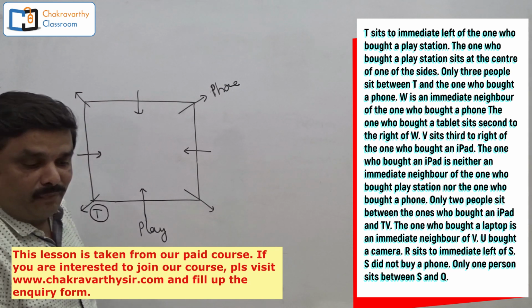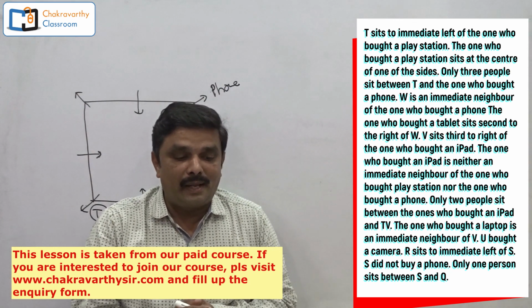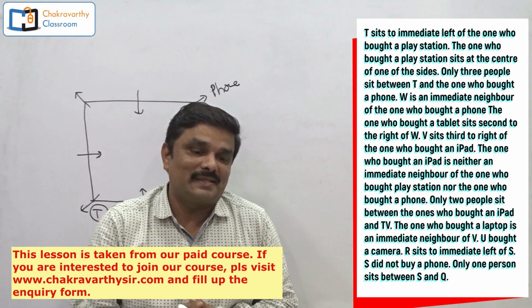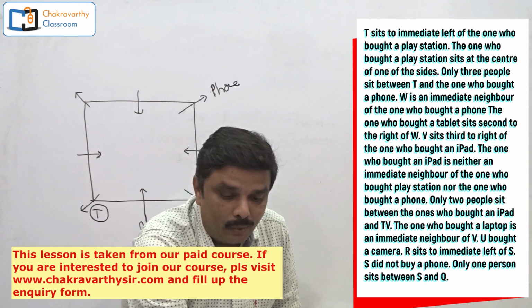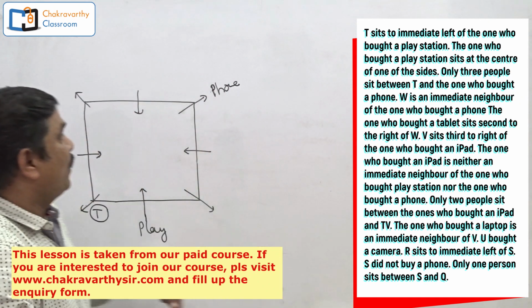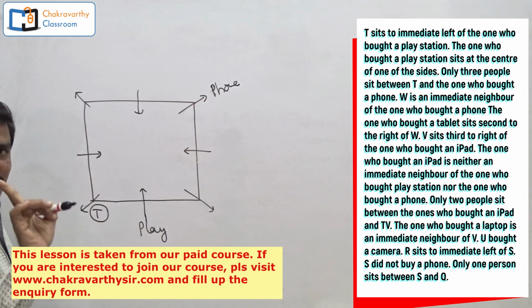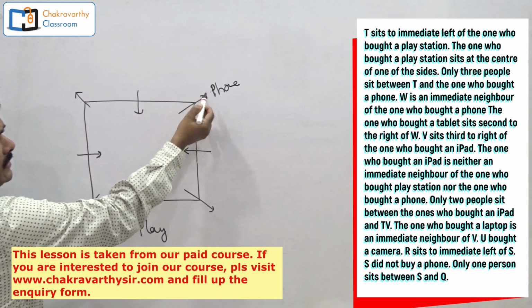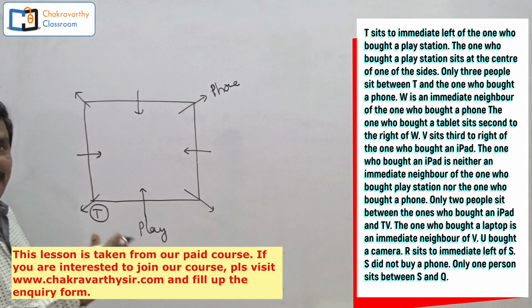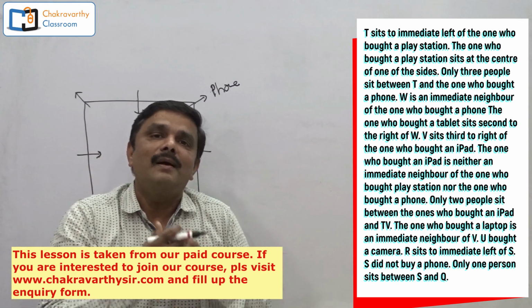Now go for the next information here. The next one they have given: W is an immediate neighbor of the one who bought a phone. Now you see, students, here what they have given. W is an immediate neighbor of the person who bought a phone. Now this is the place for the person who bought a phone. And W is a neighbor of this person, which means I can take W either here or here. That depends upon the other clues. Which one is right depends upon the other clues.